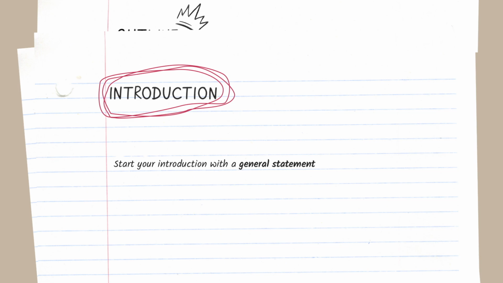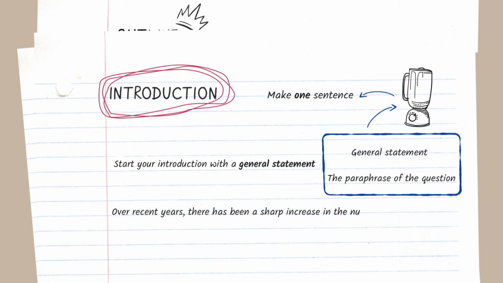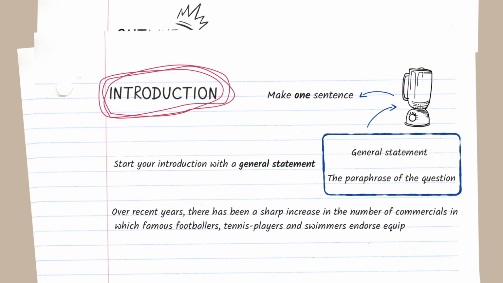Now, here, I want to put the general statement and the paraphrase of the question together. I'm going to combine these two sentences together in order to make one sentence. All right. So that is my sentence here. Over recent years, there has been a sharp increase in the number of commercials in which famous footballers, tennis players, and swimmers endorse equipment which they claim to use, or energy drinks which they promise will improve our performance.